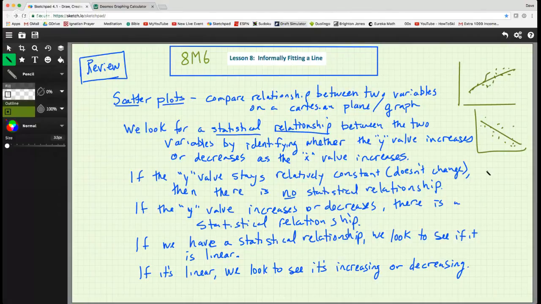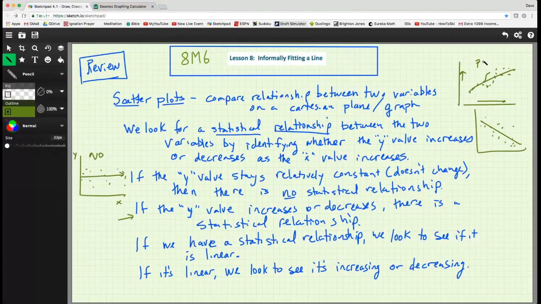Sometimes, as we go from left to right, the y value stays constant, or flat. If it stays relatively constant, then there's no statistical relationship. So over here we have no statistical relationship, because as x gets bigger or smaller, y stays about the same. We don't really see y go up or down. Over here, however, if the y value increases or decreases, there is a statistical relationship. So here as x gets bigger, y gets bigger.